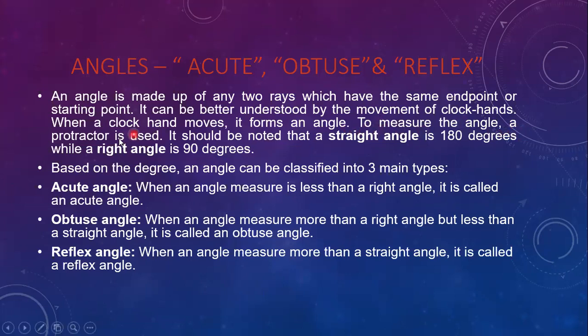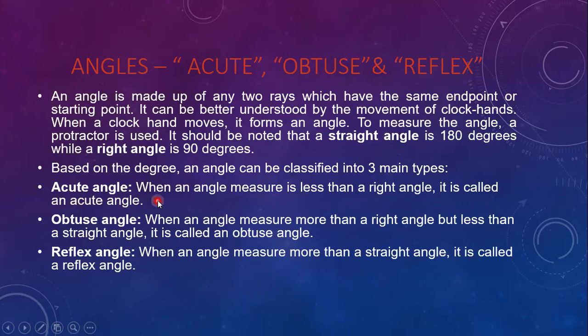To measure the angle, a protractor is used. So normally to measure angle, in previous classes also we have learned that. So for measuring angle, we use protractor. It should be noted that a straight angle is 180 degrees. So we know that if you draw a straight line, that will be 180 degrees, while a right angle is 90 degrees. So everyone knows that straight angle means 180 degrees and right angle means 90 degrees. Based on the degree, an angle can be classified into three main types. So here according to the angle, we can divide into three types of angles.